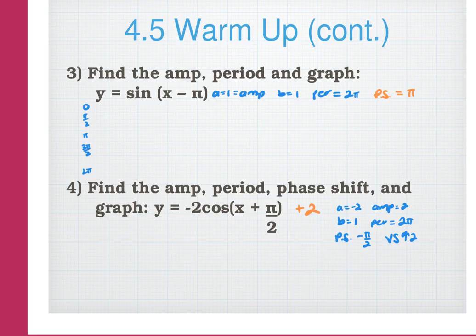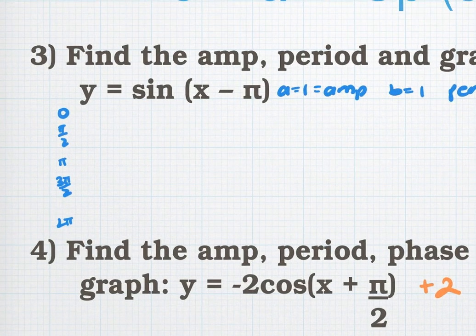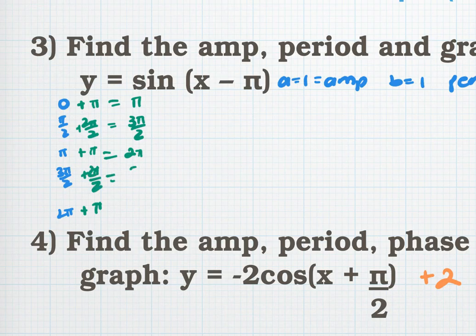So 3, your A is 1, which means your amplitude is 1. The B is 1, which means the period is 2 pi. This time there's a phase shift to the right pi. So I would take my initial key points, which are 0, pi over 2, pi, 3 pi over 2, and 2 pi. And I'm going to add pi to each of these. So I get pi for the first one. This would be 3 pi over 2 for the second one. 2 pi, 5 pi over 2, and then 3 pi.